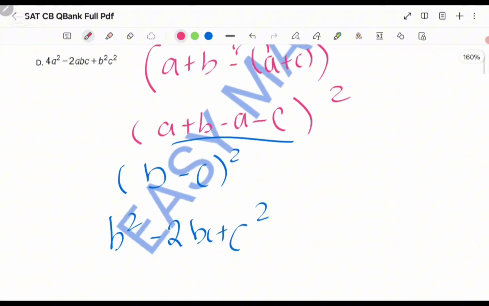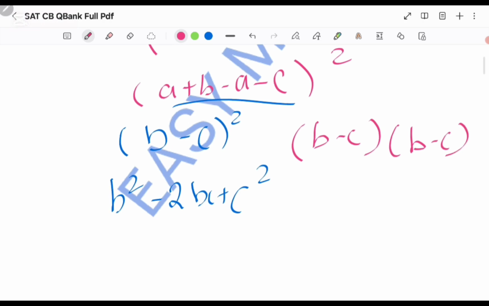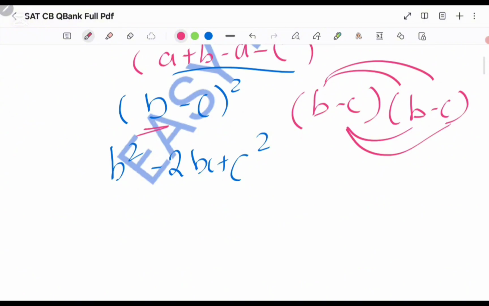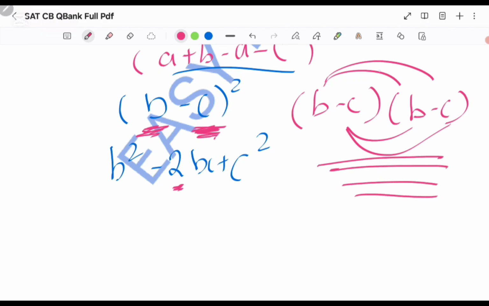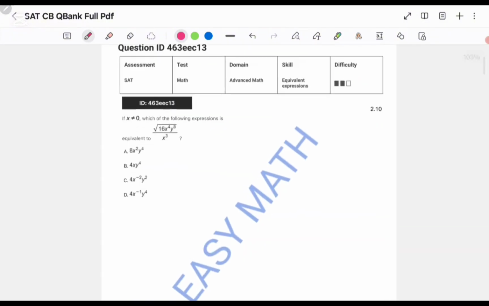How do you expand this? Either you just do it like this, b minus c times b minus c, do the normal expansion and then join the like terms, or you can take the first squared, the second squared, and then 2 multiplied by the first, multiplied by the second. So it's either the traditional method, putting the 2 brackets and expanding in the known way, or you can just say first squared, and then second squared, and then 2 multiply first, multiply second. Next we have this question.